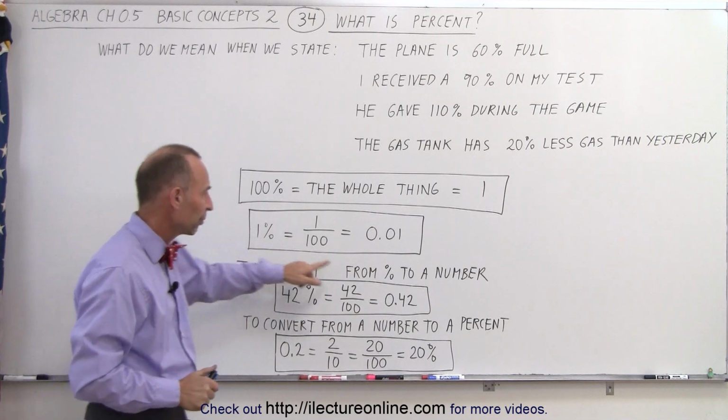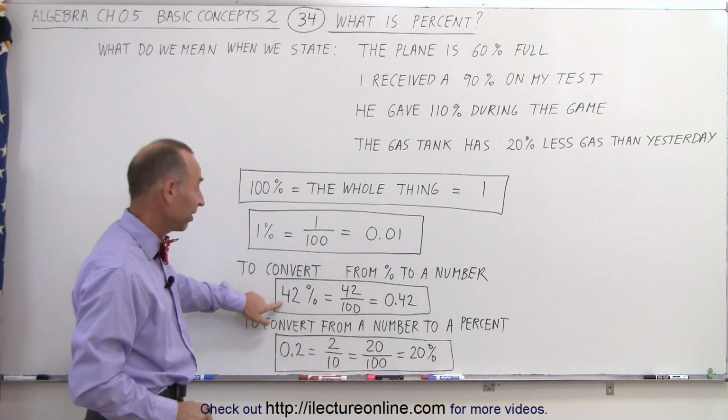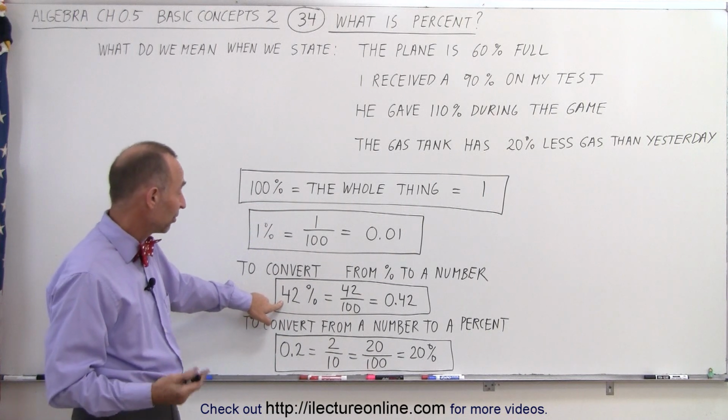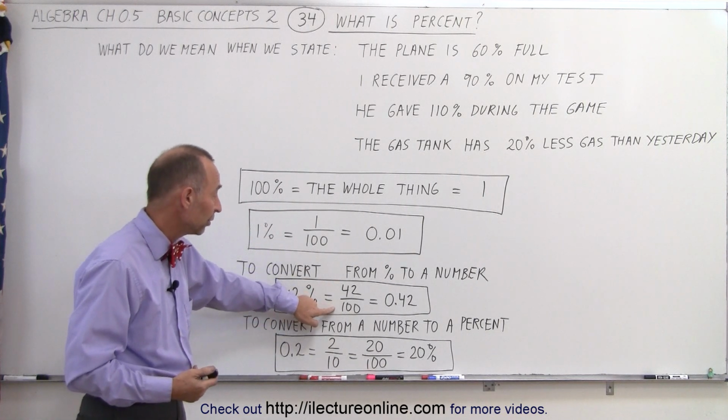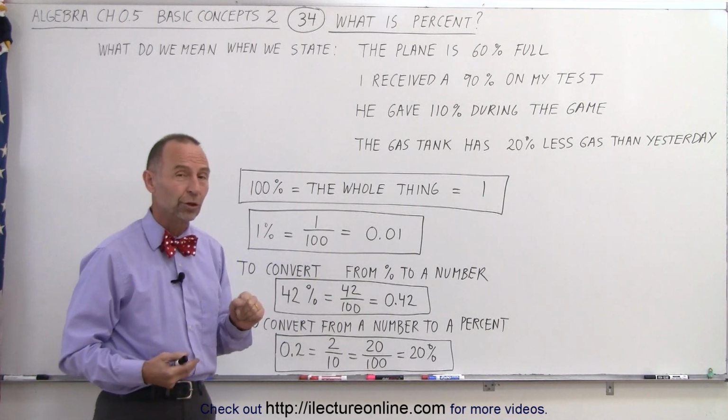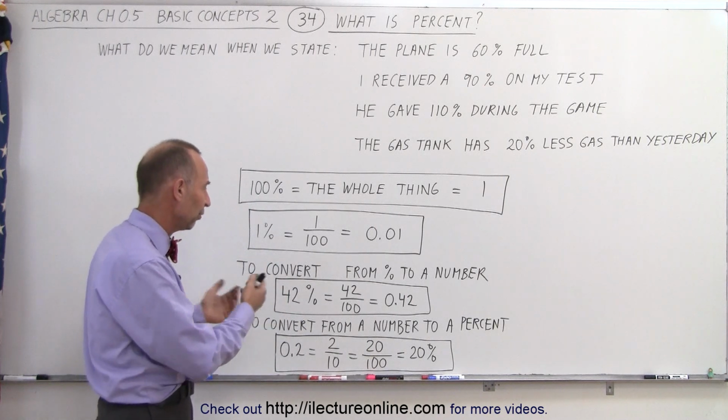So to convert from percent to a number, we take the percent, let's say 42%, which can now be written as 42 over 100, which is 0.42. So that's how we convert from percent to a number.